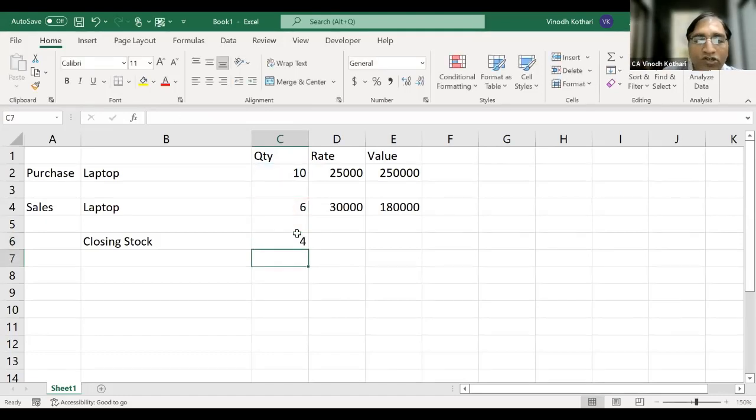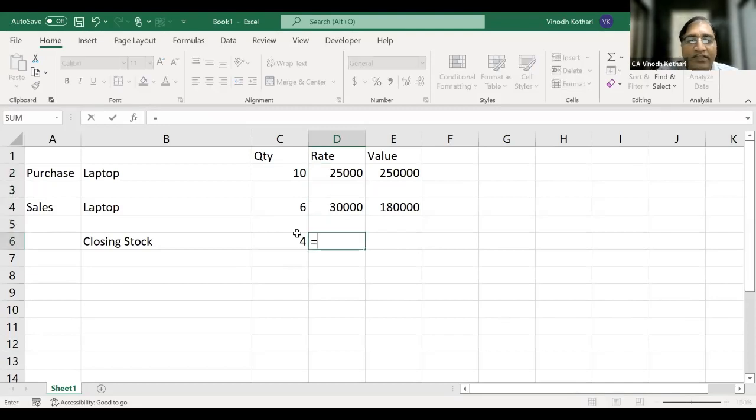So what is the cost of my purchase? Should I take 30,000 or 25,000? I should take my original cost. So my original cost is how much? 25,000 rupees. So this will be my original cost, and this is multiplied by my number value. My closing stock is 1 lakh rupees.